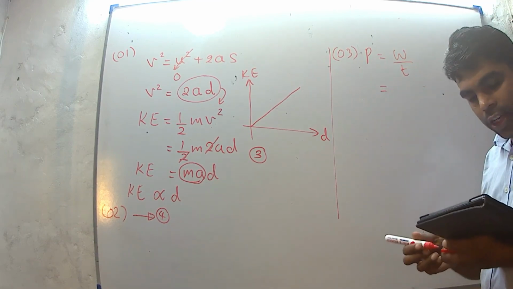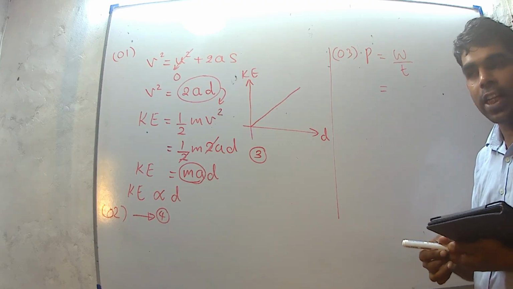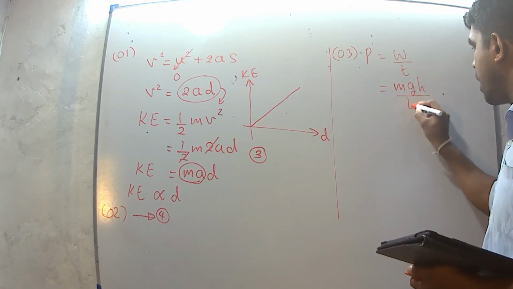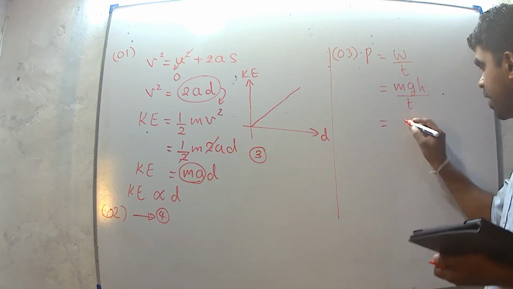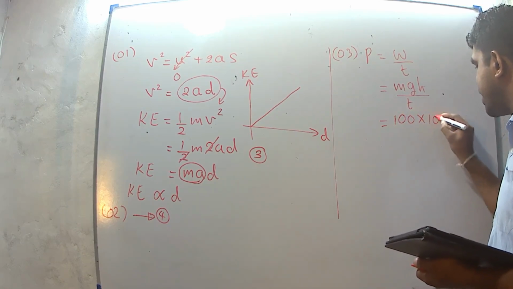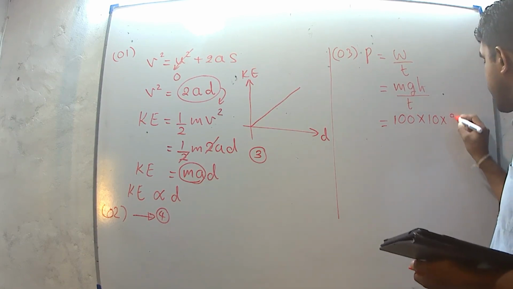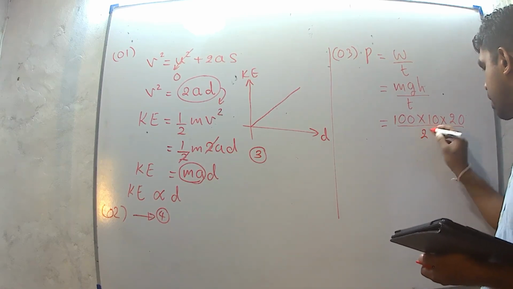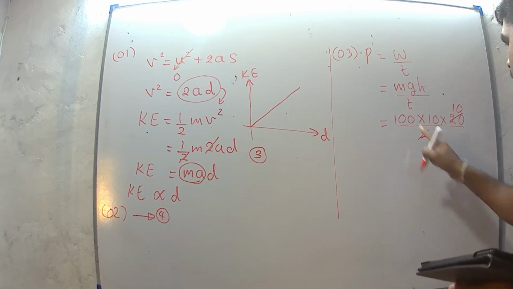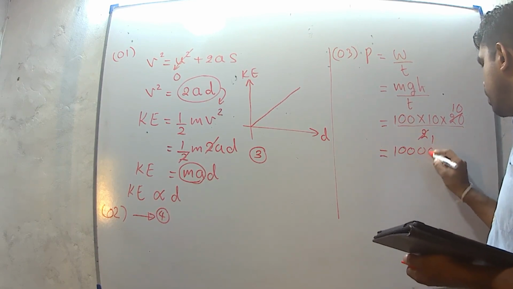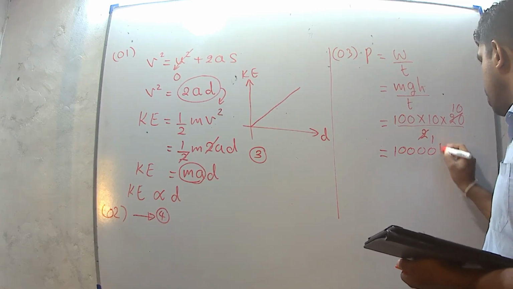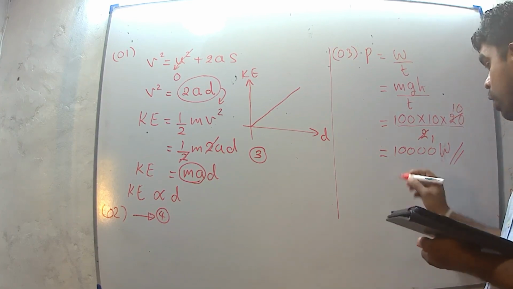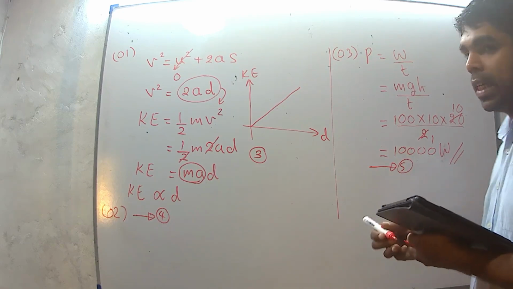Now, in the question, work done is given as the potential energy. We know that potential energy is mgh, divided by time. Mass of the object 100 kilograms, gravitational acceleration 10, height is 20 meters. We have to divide by the time taken to move the object, 2 seconds. We can cancel out 2 and 20. Then 10,000 watt. Unit of power is watt. 10,000 watt, we can get it as 10 kilowatt. Then the answer is 5 for question number 3.